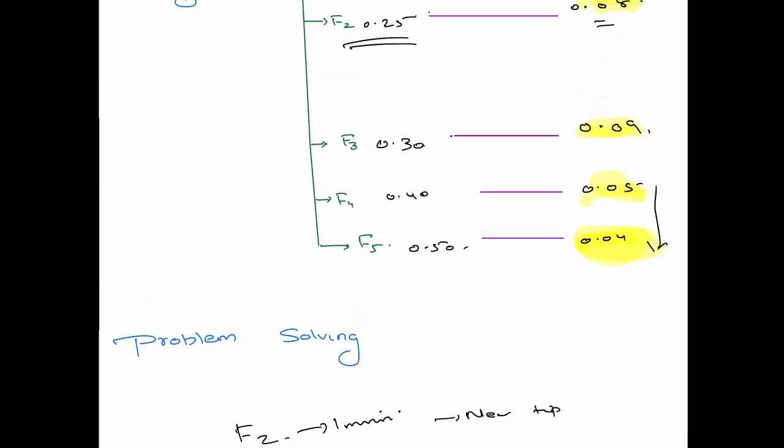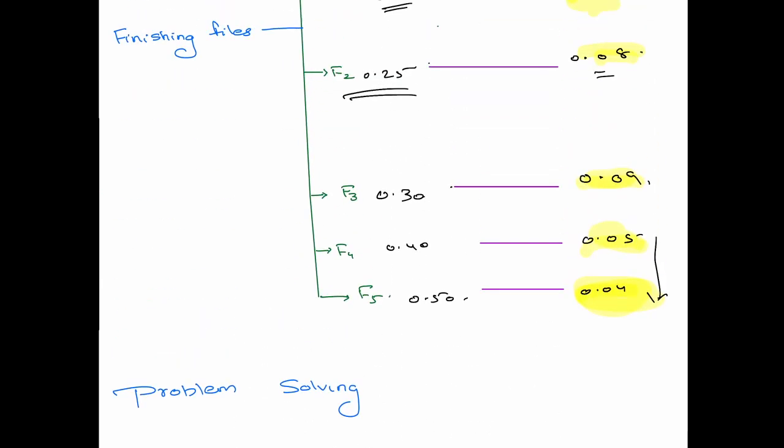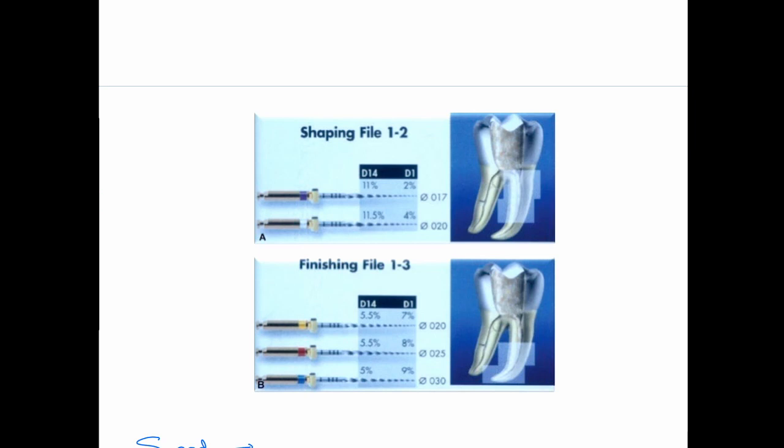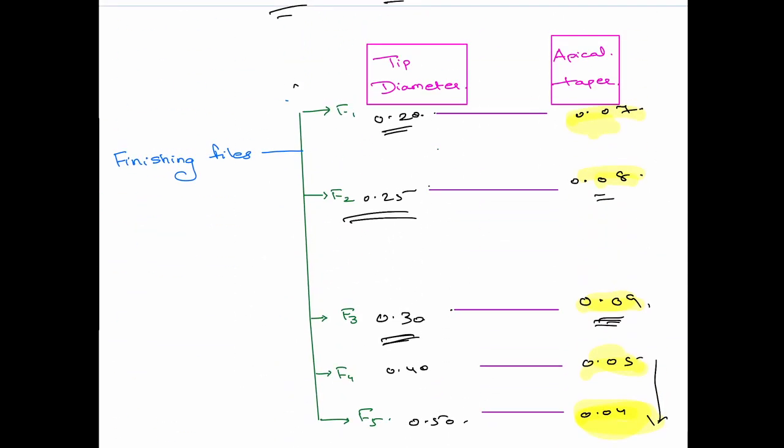So this can be done with any one. If you're taking F3, it's 0.3 plus 0.09. So if you're cutting 2 mm, it is 0.33 plus 0.09 plus 0.09. It's simple.